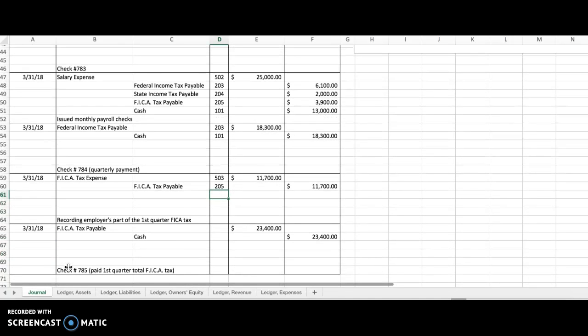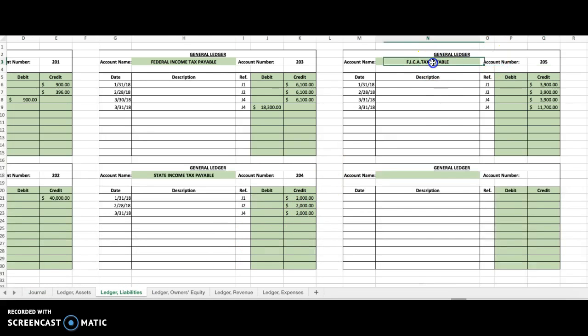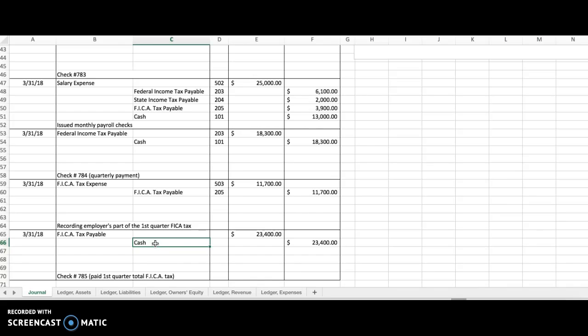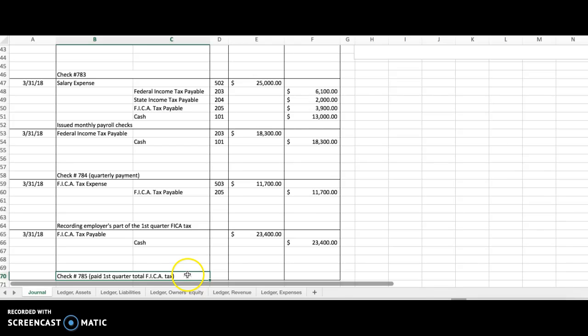Then, one last entry I had here already, again, the end of March. And now I'm going to pay the whole thing. I'm going to pay FICA tax payable of $23,400. And where did I get that? Again, back in FICA tax payable, if I add up all of this, it comes to $23,400. So if I want to pay the whole thing, that's what I have to pay, that total. So back in the journal, I've debited $23,400, and I am paying it, so I credit cash by the same amount, and check number 785. So I am paying the entire FICA tax payable.